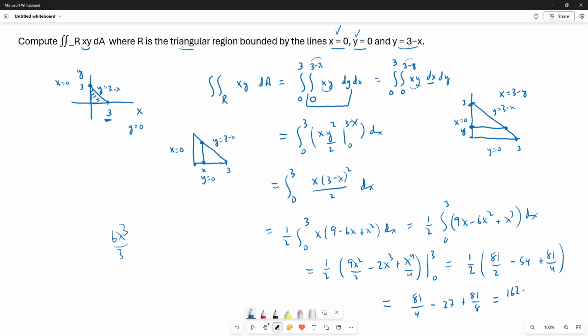We have 162 over 4 minus 54 times 4, which is 30 times 4 is 120, and then plus 24 times 4 is 96, so we get 216 over 4, and then plus 81 over 4. So what are our numbers here? 243 minus 216 over 4, and this is 27 over 4.